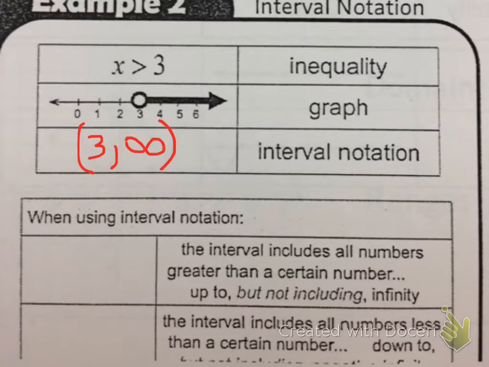So down here when we're using interval notation, again, if we're talking about going to infinity, it would be positive infinity. And if we're talking about going in the negative direction, it would be negative infinity.